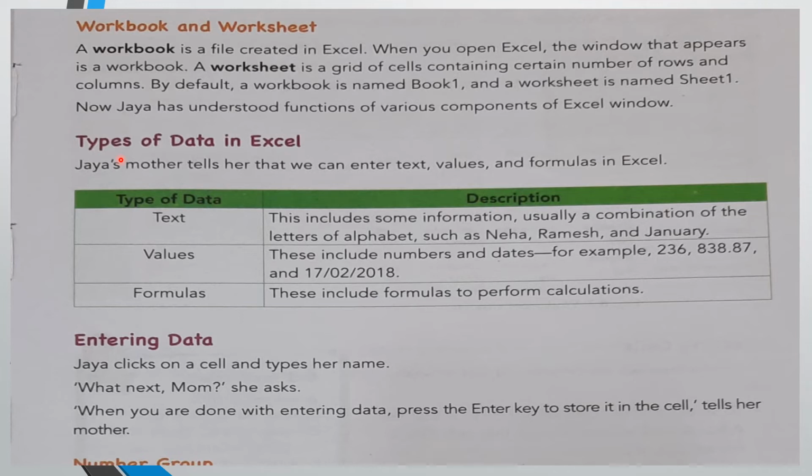Next is types of data in Excel. There are three types of data. Text. This includes some information, usually a combination of the letters of alphabet, such as Neha, Ramesh and January. Next, values. These include numbers and dates. For example, 236, 838, 87 and date also. Number 3, formulas. These include formulas to perform calculations. It can be number and text both.